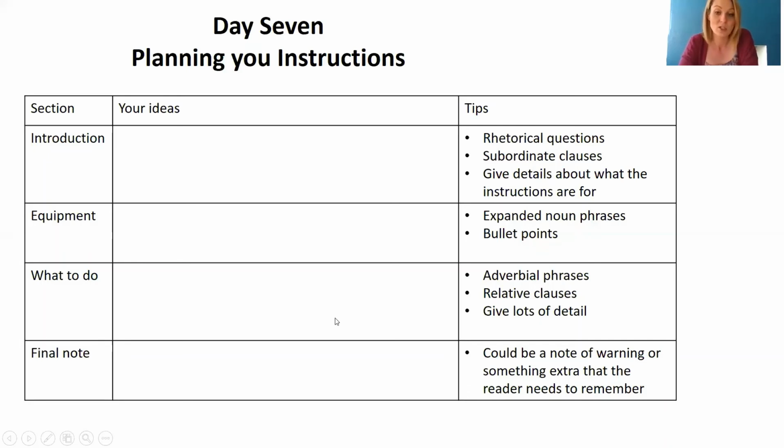And then the what to do section, you're going to use adverbial phrases, using a comma to separate it from the main clause, relative clauses, and then I've just said give lots of detail. People want to know exactly what to do in your instructions. So make sure you are writing in lots of detail. You might want to use some brackets, some dashes, semicolons to add that detail. Year 6, I know you are fantastic at using semicolons to go on and add more information. I know that you're fantastic at using brackets to add information in. And year 5, I know you're really good at those things too. So try and put those into your writing.